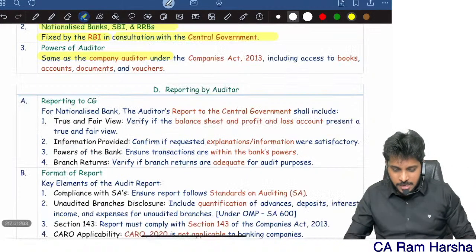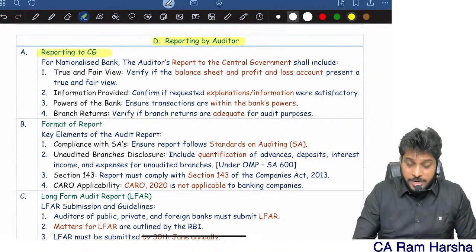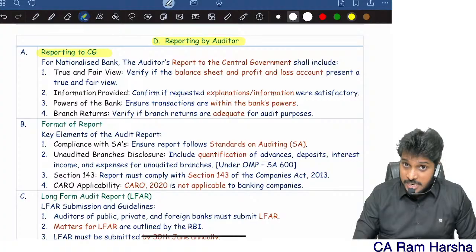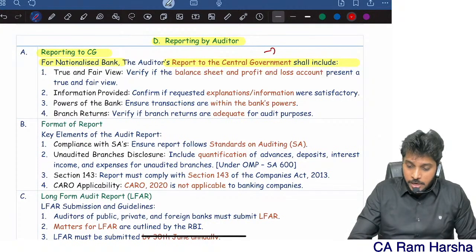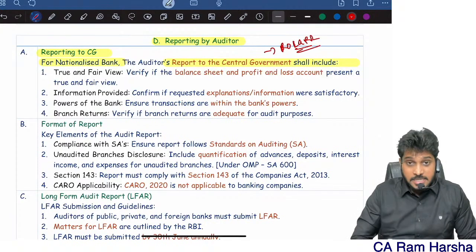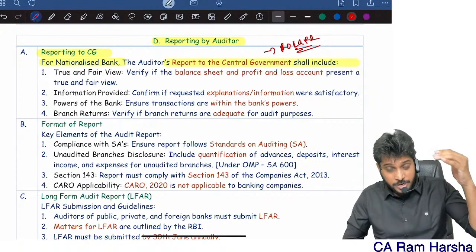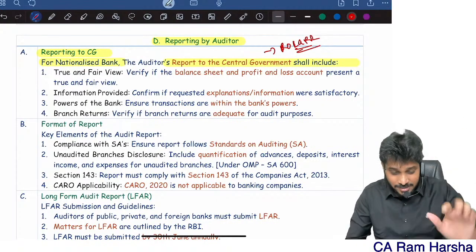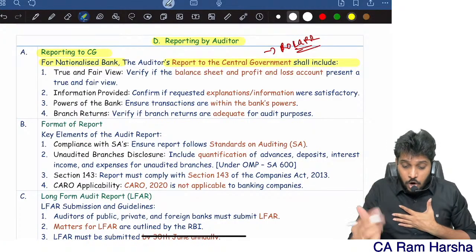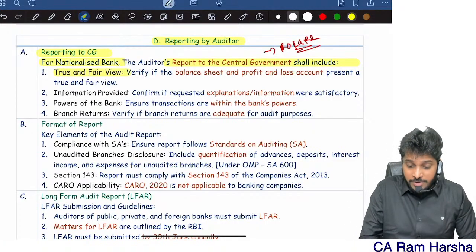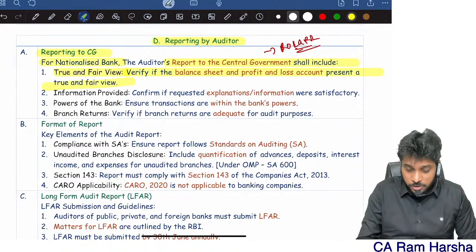Reporting. To whom does the auditor have to report? For nationalized banks, the auditor has to report to the central government. In the audit report, there is a section, report on other legal and regulatory requirements. Under that, the statutory auditor has to comment on true and fair view, whether the balance sheet and P&L present a true and fair view.